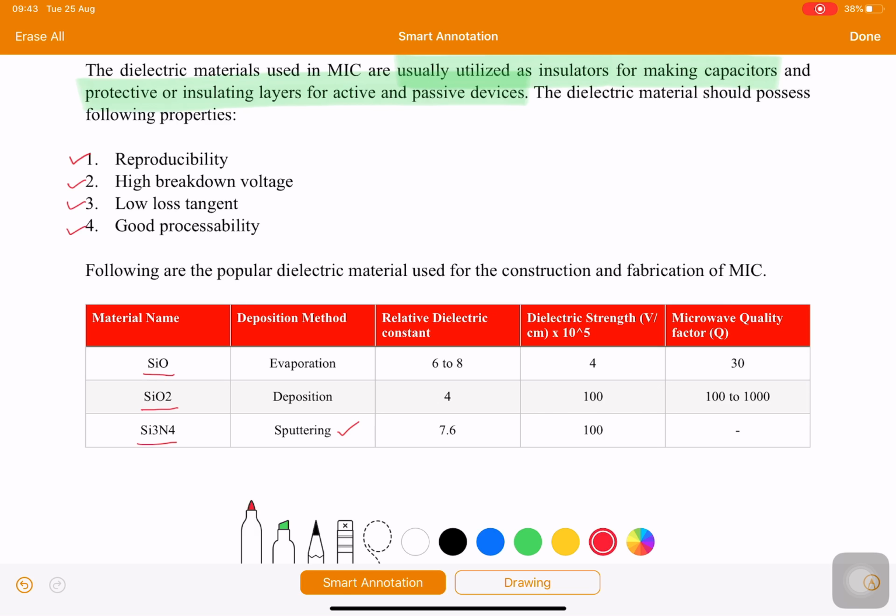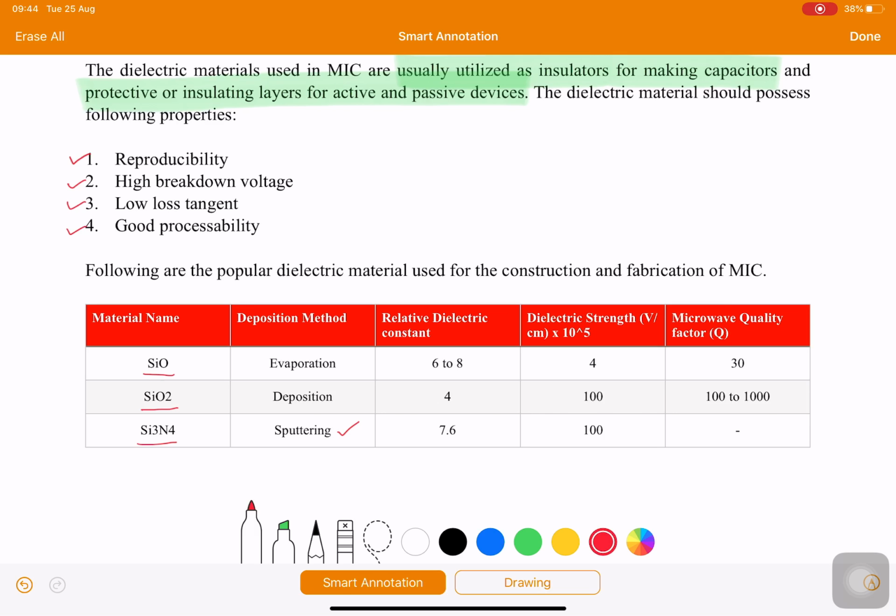Okay, we make a powder of the dielectric material, and this powder, wherever we want to deposit the dielectric material in the circuit, is implanted or fired with the help of a gun mechanism. So there is a gun which fires the powder of the dielectric material wherever we want to deposit the dielectric material in the circuit.